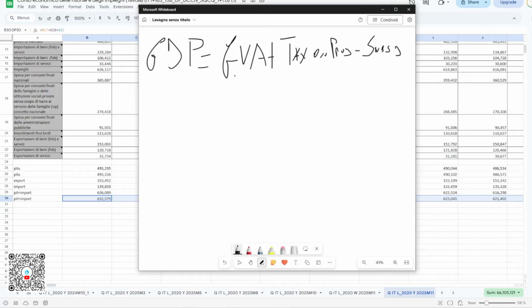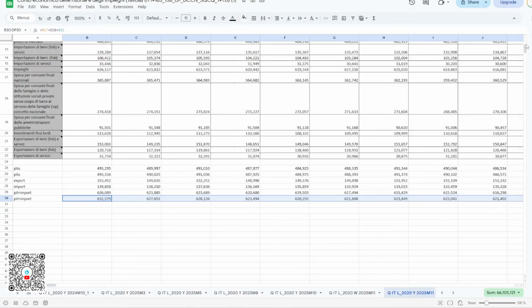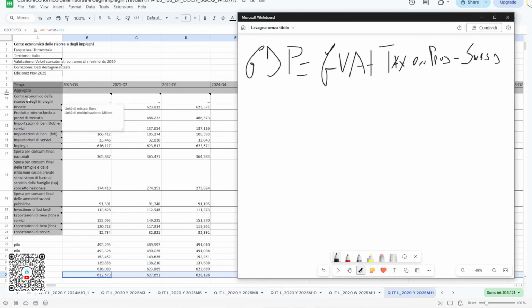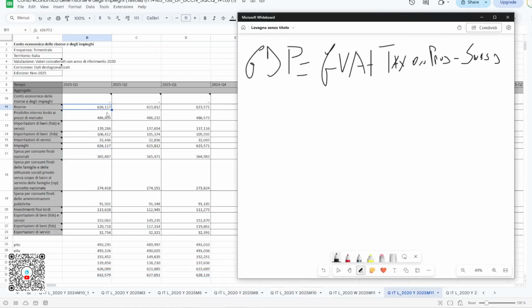Now here I will translate it from Italian to English. We have the economic account. So we have basically all the resources, which are the GDP plus the balance of payment.